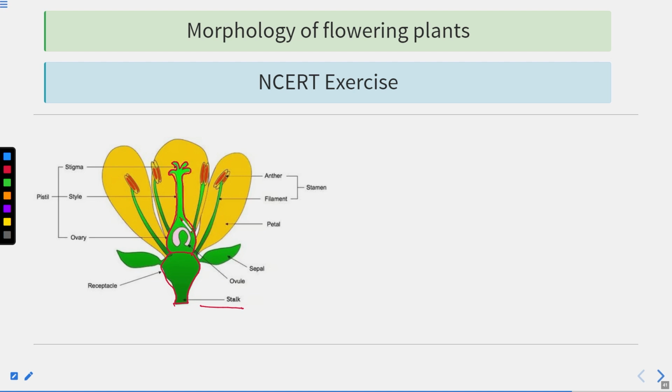Here you can see one of the pistil or carpel. Inside it, you can see the ovule. This is the ovary region: ovary, style, and stigma that is forming the pistil or the carpel.